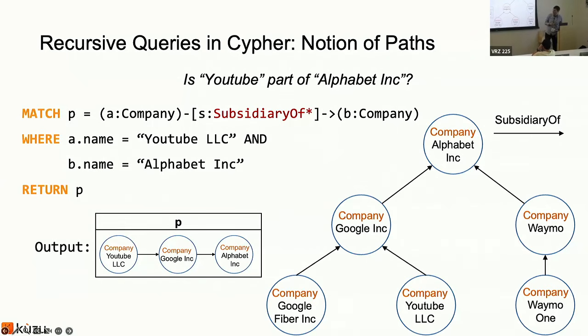But again, the output is a table, but the table can have these graph objects that you can return: nodes, edges, and paths.